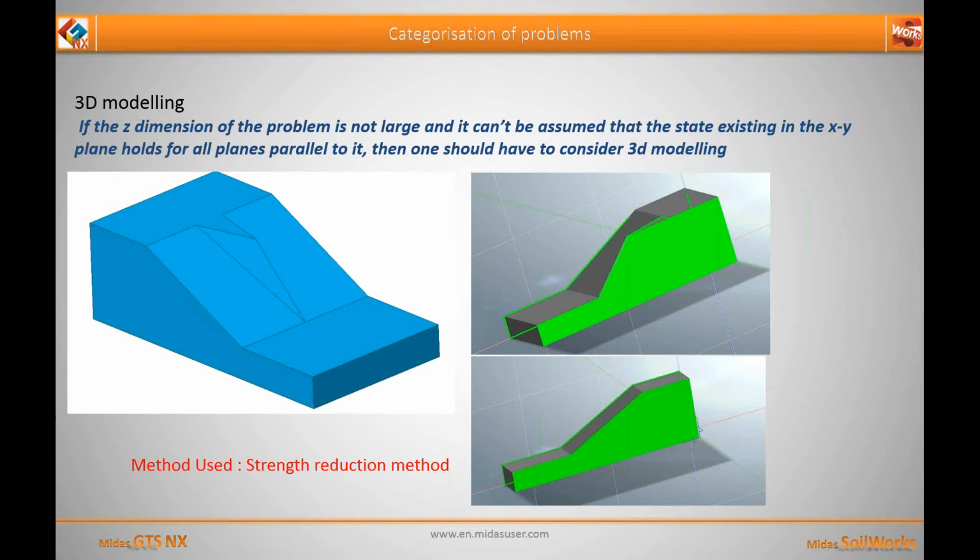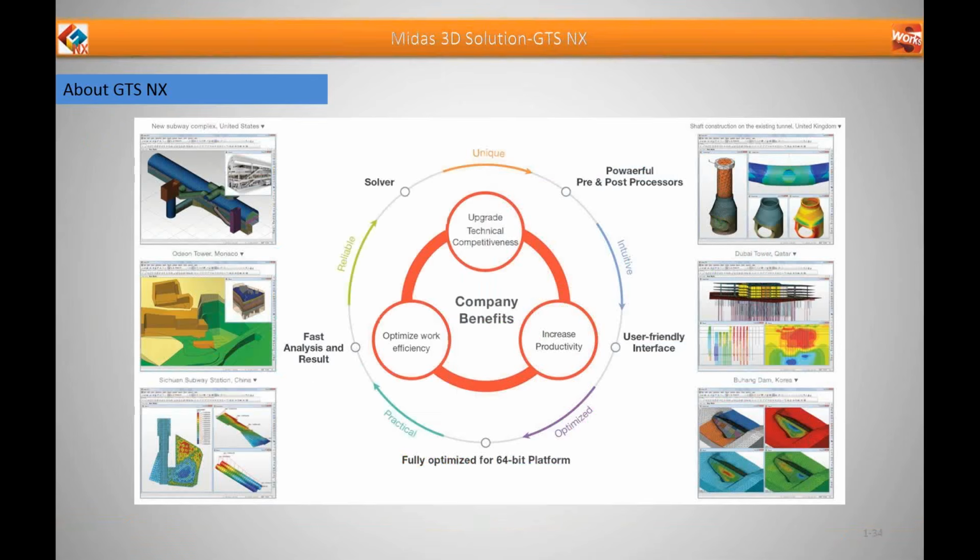Now, as we were talking of the categorization of problems, the first was the 2D and the second is the 3D. In the 3D, if the Z direction becomes very large, as I discussed, and it can't be assumed that the state existing in the XY plane holds for all planes parallel to it, you can't go for 2D modeling. So in that case, we need to consider the 3D modeling, and here I would like to introduce you to the product of MIDAS, that is the 3D solution called GTS NX.